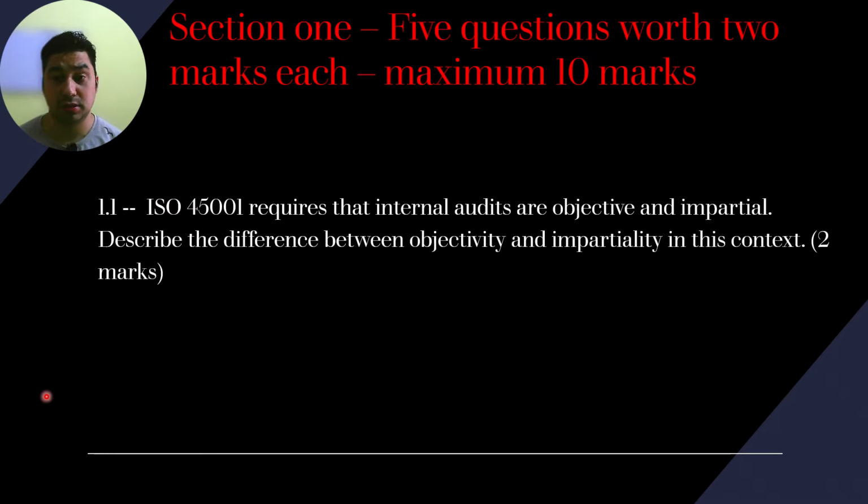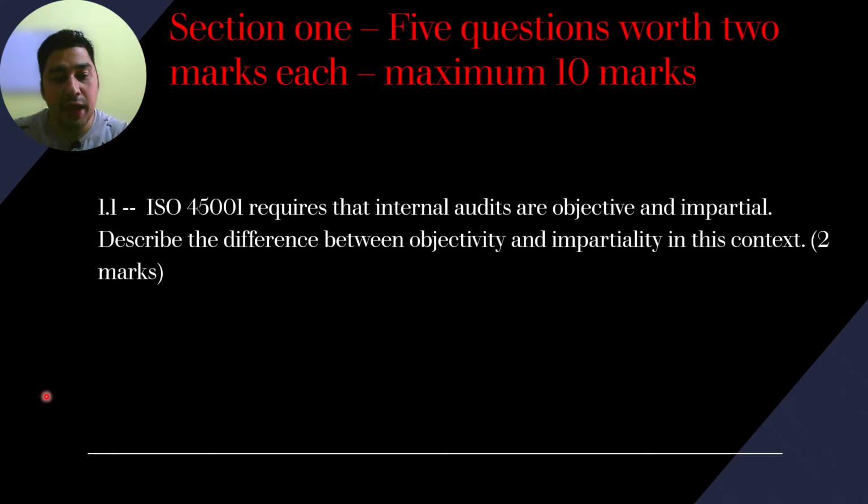Now section 1, let's move forward to the questions, how the questions will come and how you have to answer. Okay, section 1 has 5 questions as I informed you, and each question will be 2 marks. So you will get a total of 10 marks for this section. The question number 1.1 says that ISO 45001 requires that internal audits are objective and impartial. Describe the difference between objectivity and impartiality in this context.